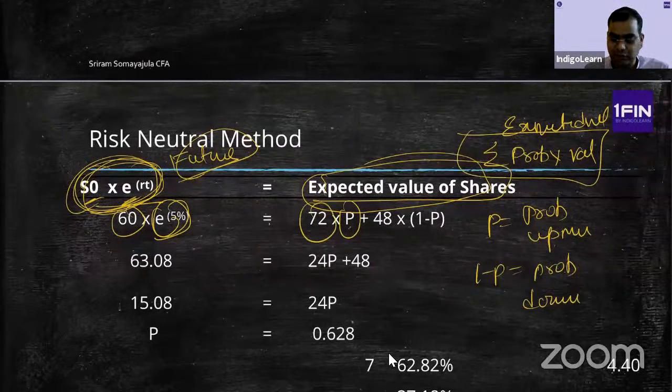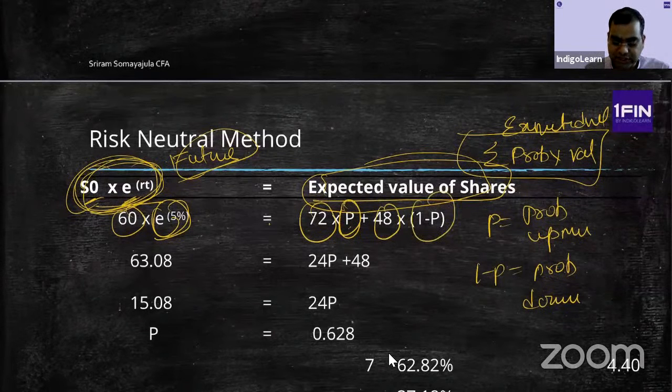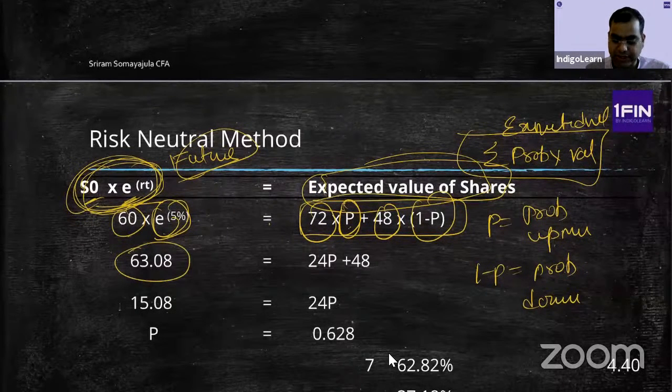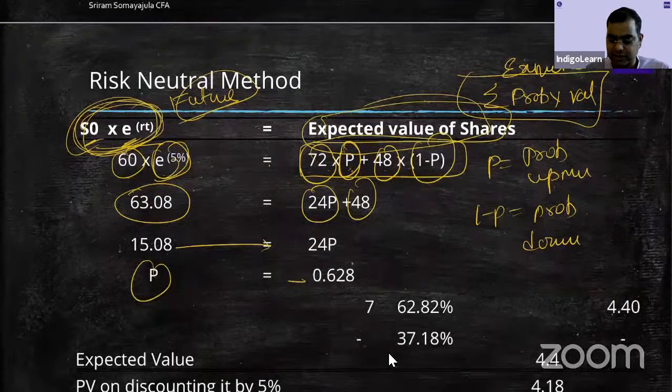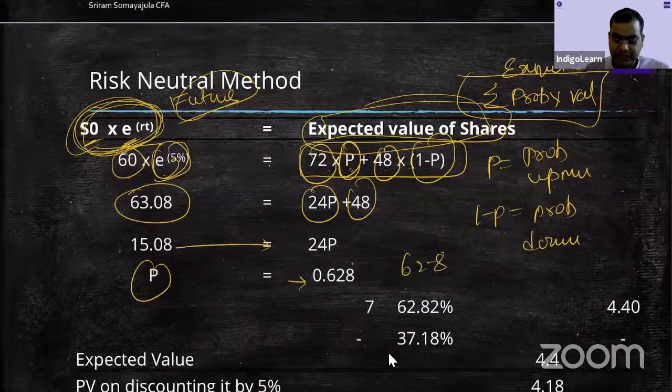So 72 is the up move. So there is a probability for that. 48 is the down move. There is a probability for that. So 60 into e power 5% is equal to the expected value. So if you solve for this, what you'll get is 63.08 is equal to 72p plus 48 minus 48p. So 72p minus 48p is 24p plus 48. Right. So if you were to solve this, you'll basically get p is equal to 62.8%.